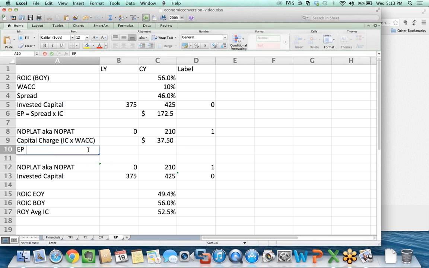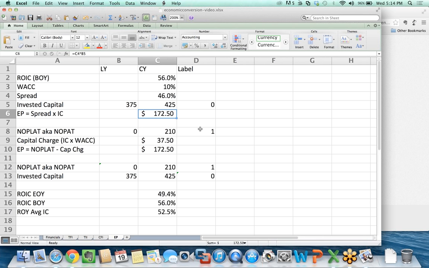Therefore, my economic profit, which equals my NOPLAT minus my capital charge, equals the 210 minus 37.50, is the same 172.50, 2 decimal places, as it was in the other method of doing it. So the key point to economic profit, especially using the beginning of year method, is that we get the same answer using 2 ways, whether we use what's called the spread method or whether we use the absolute method.